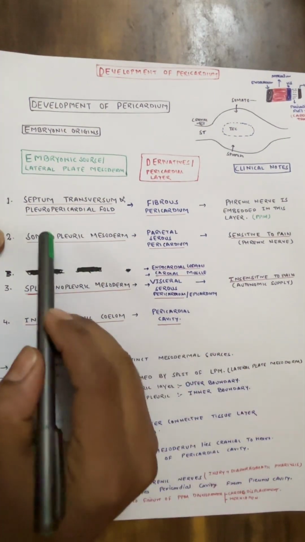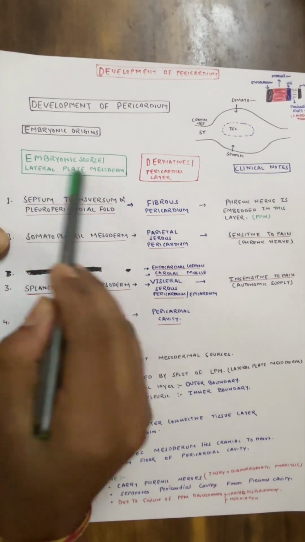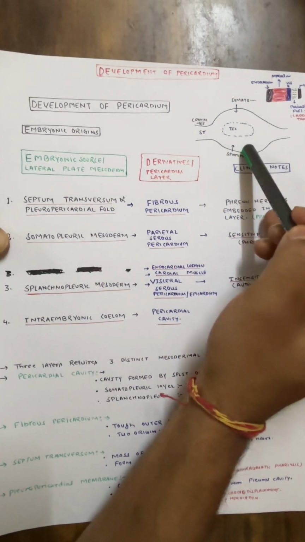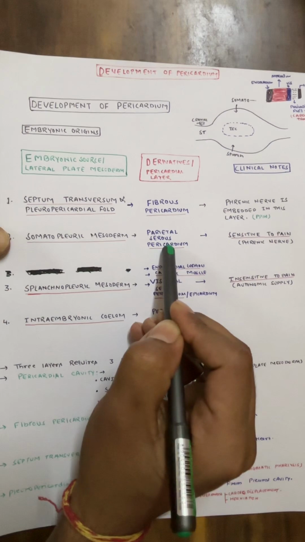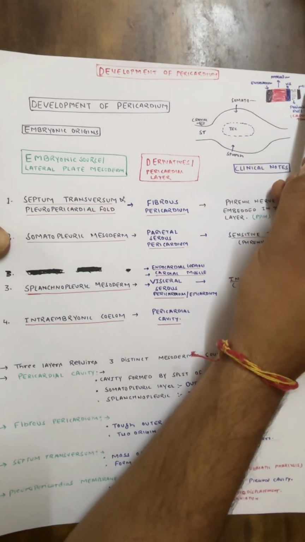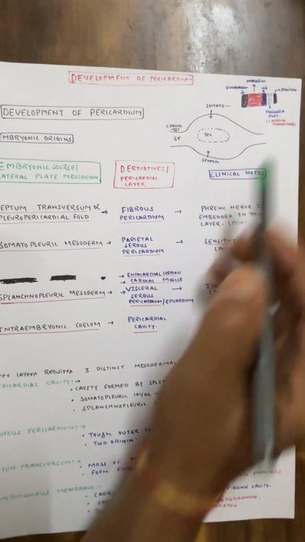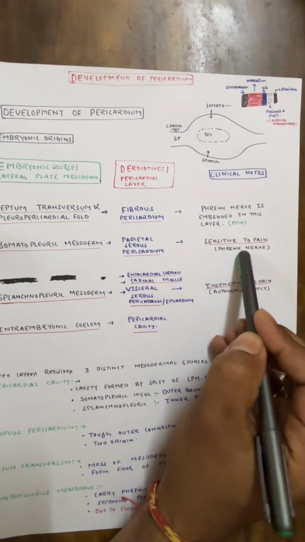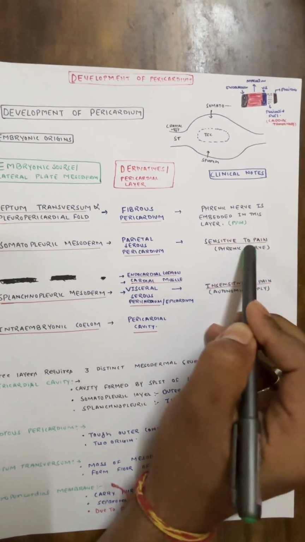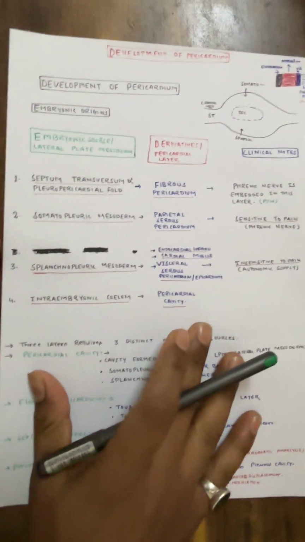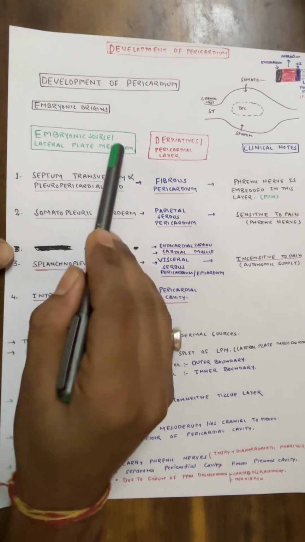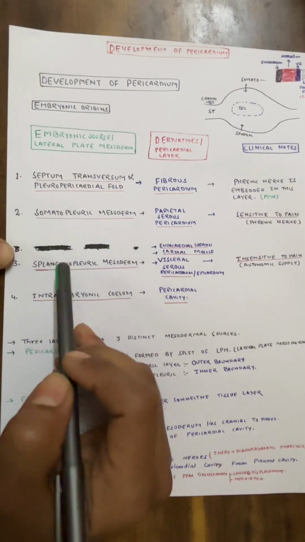Now the second is somatopleuric mesoderm. The lateral plate mesoderm is split into somatic and splanchnic. So somatopleuric mesoderm will form the parietal serous pericardium. It is sensitive to pain because the phrenic nerve is here. That's why this parietal serous pericardium is sensitive to pain. Now we all know that lateral plate mesoderm is split into somatic and splanchnic.